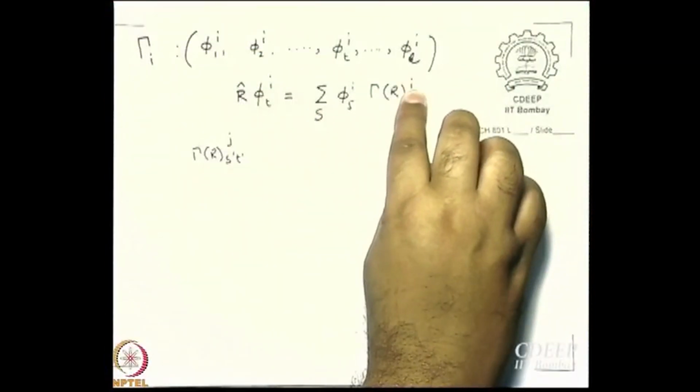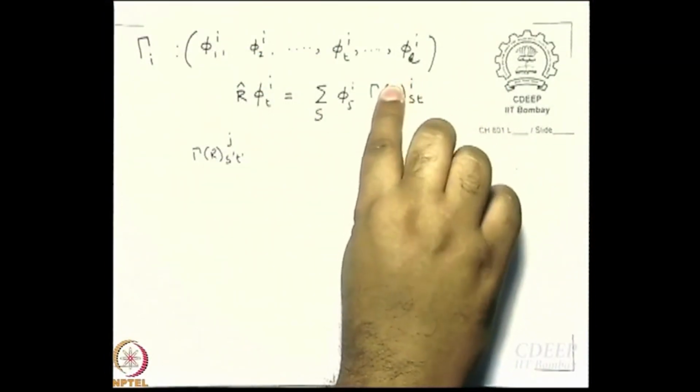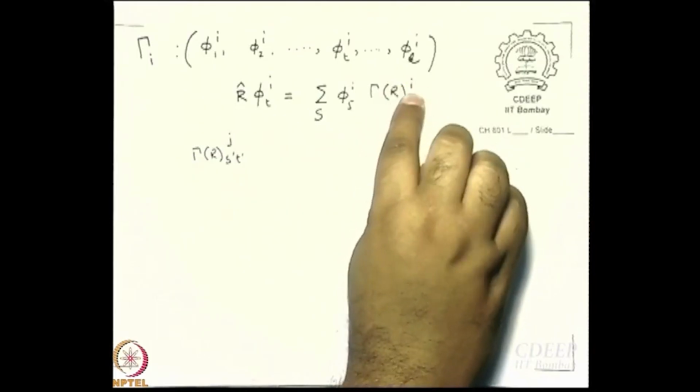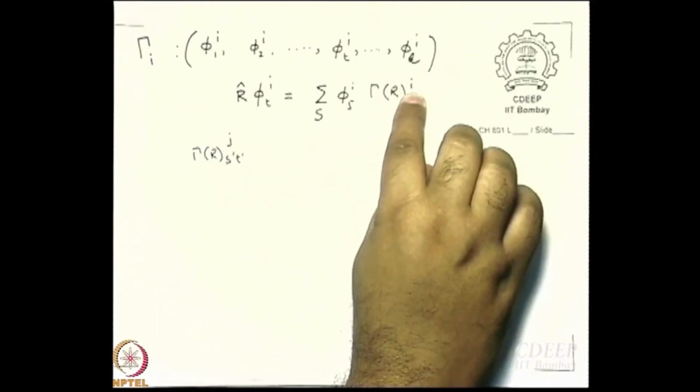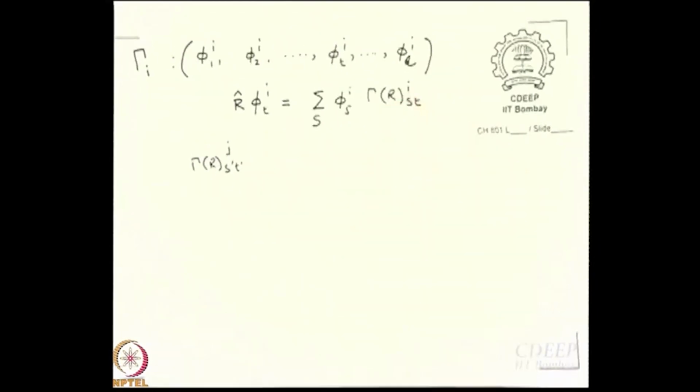Understood? So R is the symmetry operation, gamma I is the ith irreducible representation, gamma R I is the transformation matrix corresponding to R in the ith irreducible representation, and gamma R I ST is the STth element of that transformation matrix. Okay. Now may I proceed?